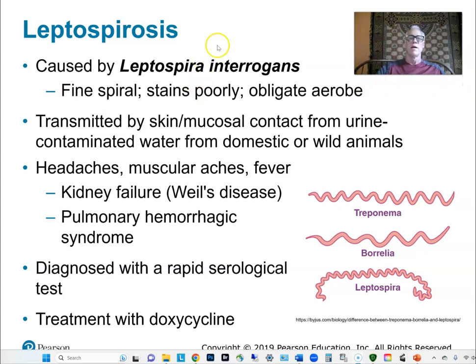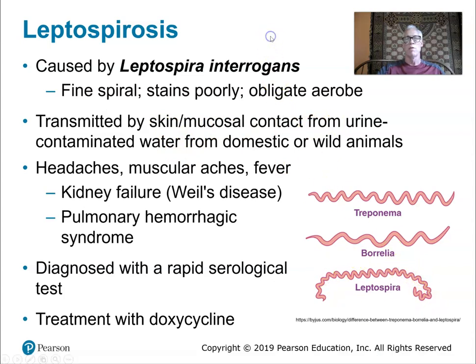Leptospirosis is another disease of the kidney infection. Leptospira interrogans is a very tightly coiled spirochete bacterium, and is transmitted from urine of animals. So if you get exposed to urine of animals, dogs, all kinds of farm animals and so forth, wild animals, if you get the water, you're gonna have a possibility of getting leptospira.